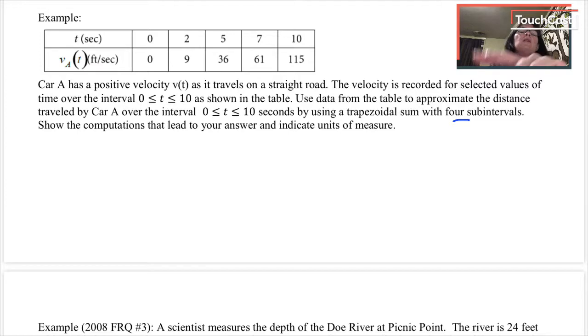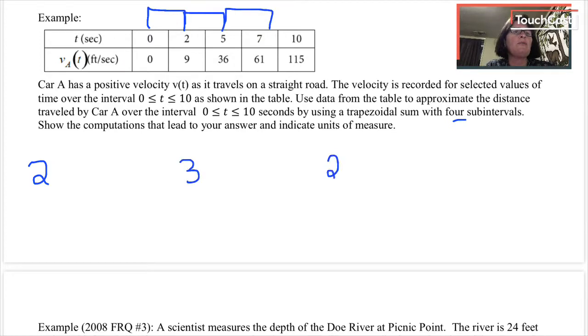Okay. So I'm going to use the time intervals 0 to 2, which has a width of 2, from 2 to 5, which has a width of 3, from 5 to 7, which has a width of 2, and from 7 to 10, which has a width of 3. So those are going to be my widths.